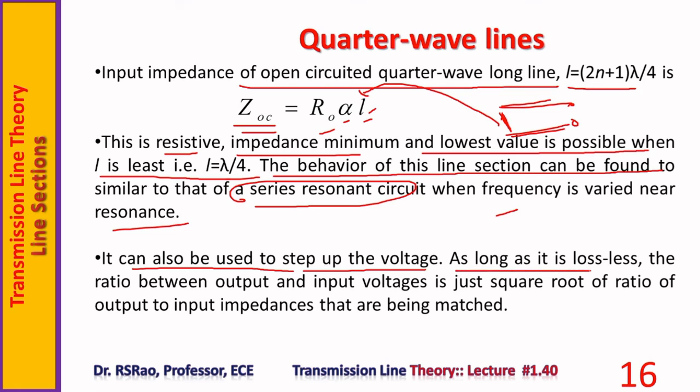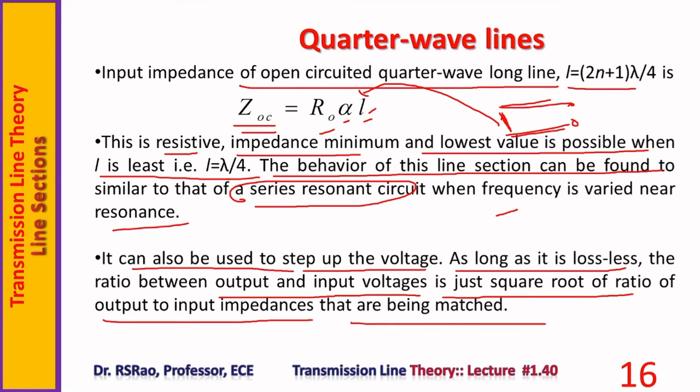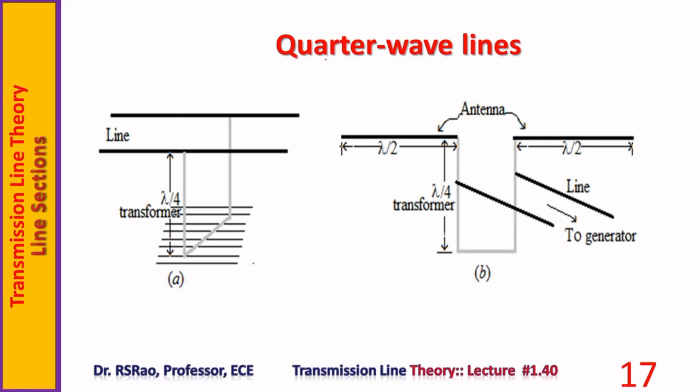As long as it is lossless, the ratio between output and input voltage is just the square root of the ratio of output to input impedances that are being matched. So to step up the voltage, suppose a small voltage is there and you want to have some larger voltage, this is useful. One or two applications of quarter wave lines are shown here.